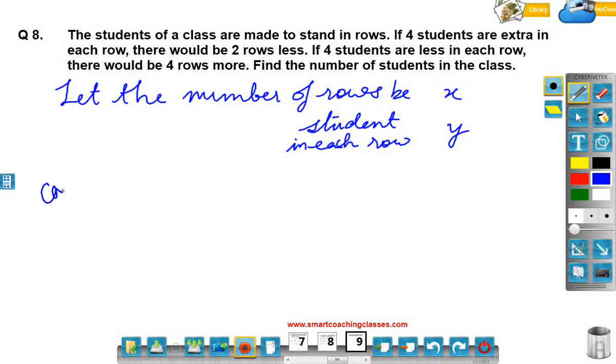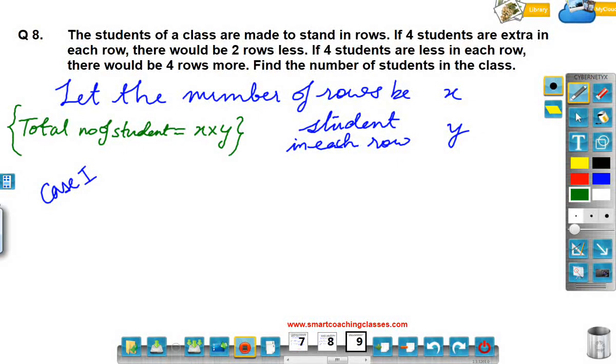Now case 1, simply solving. Can you tell me the total number of students here? Remember, total number of students will be equal to x into y. Now this is the key point. Remember, number of students in each row into number of rows. This is what we are going to do and that is how we are going to form the equation. Now coming back, case 1. They say when there are 4 more students in each row. So the number of students is 4 more.